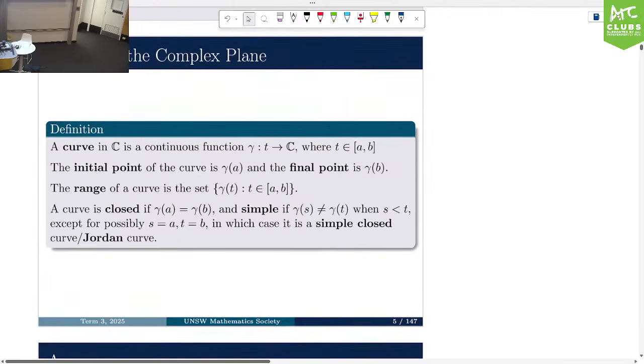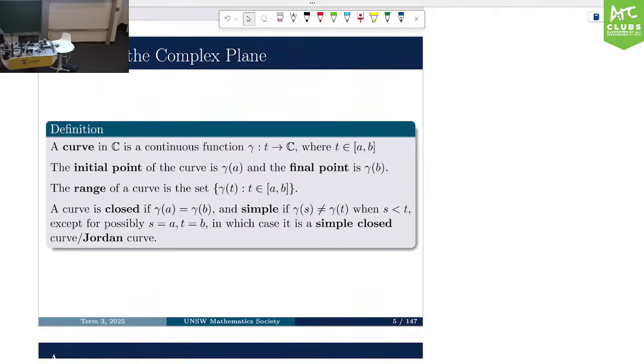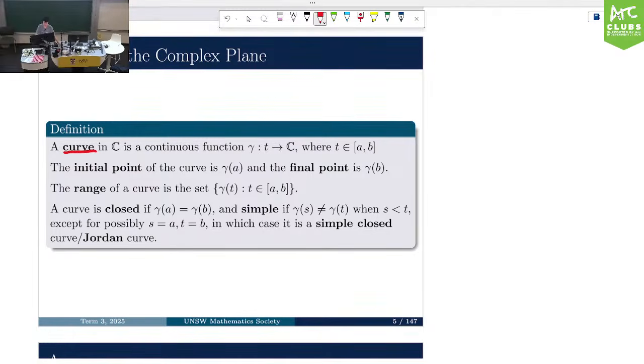Integration in complex land, as we know, is not quite the same as in real numbers. What you integrate is along a curve, and a curve is basically a function that's parameterized by often t. The initial point of the curve is gamma a, and the final point is gamma b. The range of a curve is just the range of the function, so like what we have done in 1A, 1B applies here as well.